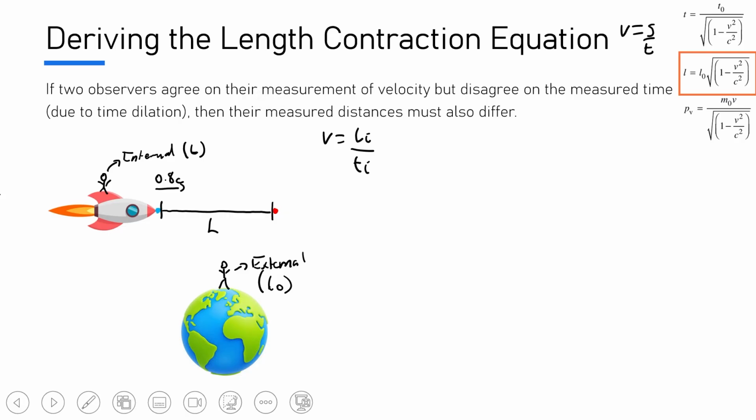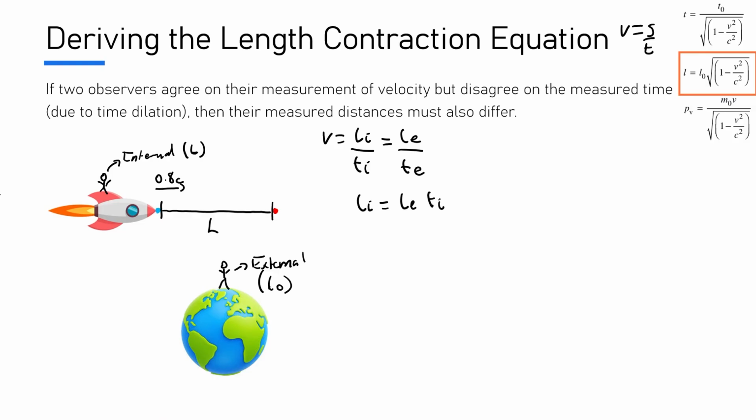And because both observers agree on the measurement of the velocity, that also means that this measured velocity is going to be equal to the length measured by the external observer divided by the time measured by the external observer. We can quite easily rearrange this formula to make the length measured by the internal observer the subject. At this point, I want to be able to remove the time terms from the equation and just have an equation that involves length only.